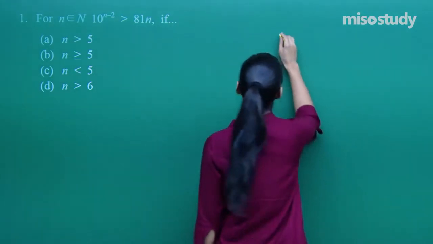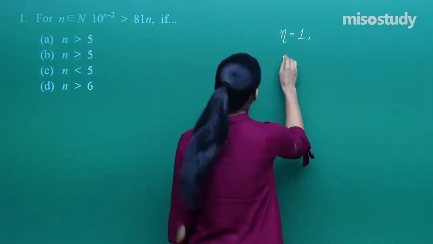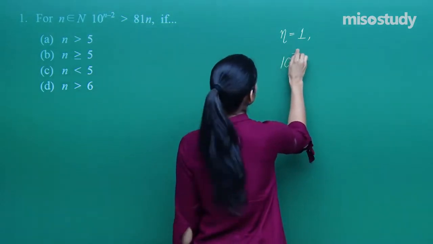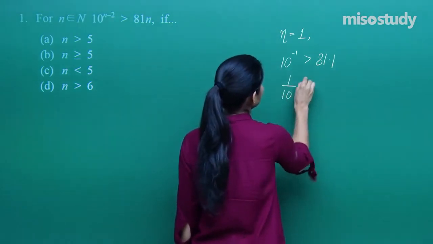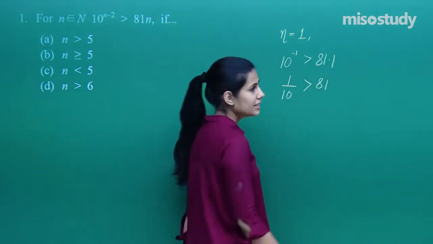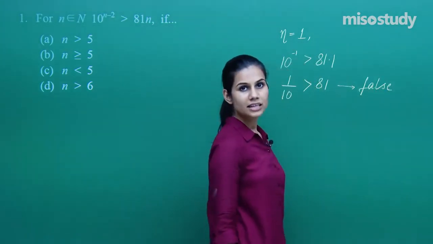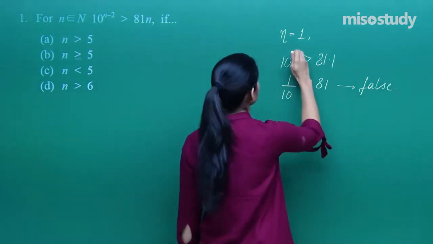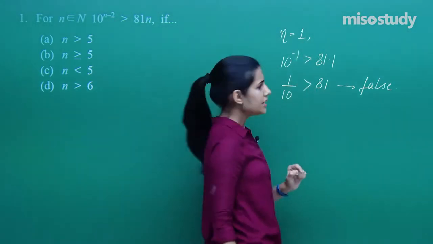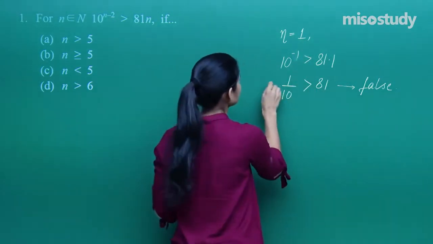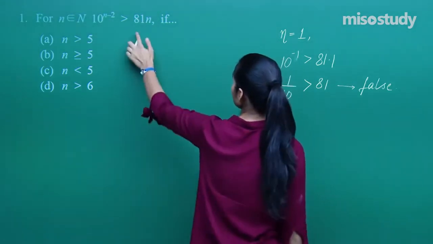Here if you try to begin with n equals 1, because that is where natural numbers begin from, for n equals 1 you see 10 to the power 1 minus 2, that is 10 to the power minus 1, is greater than 81 into 1. That means 1 upon 10, or 0.1, is greater than 81. This is completely false. So for n equals 1, this statement is not true.